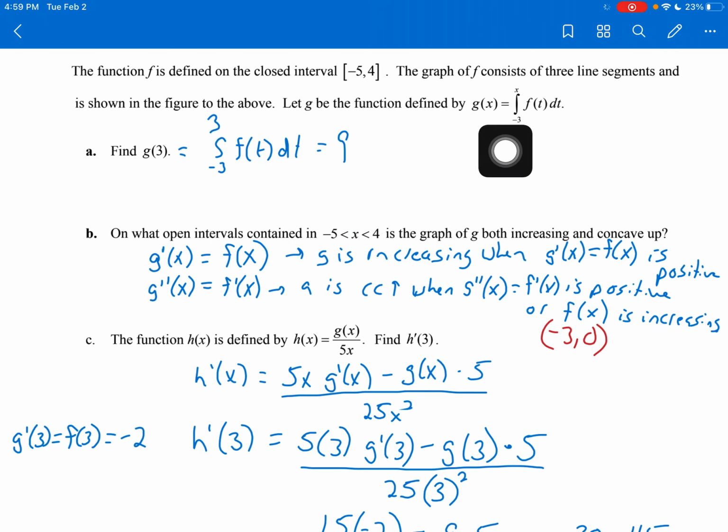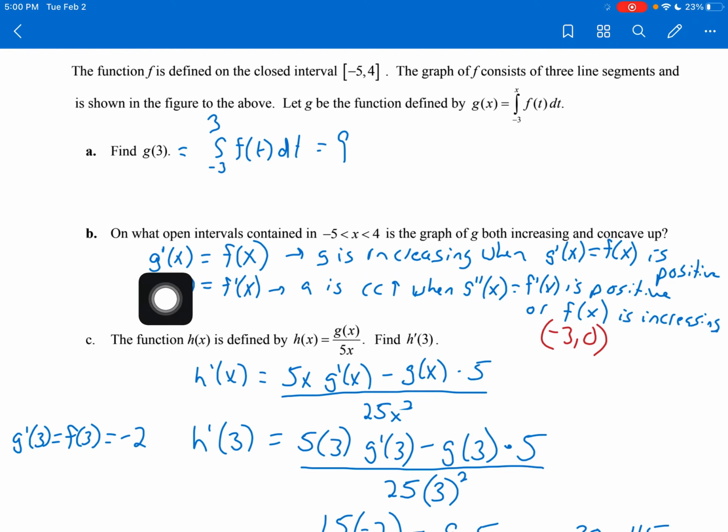What I want to point out here is that since g of x is the antiderivative of f, then g prime would have to be, just by the fundamental theorem, f of x. So g prime is equal to f of x. So what do we know from that information? We're asking about increasing. So where is g going to be increasing? Wherever g prime, or f of x, is positive, right?